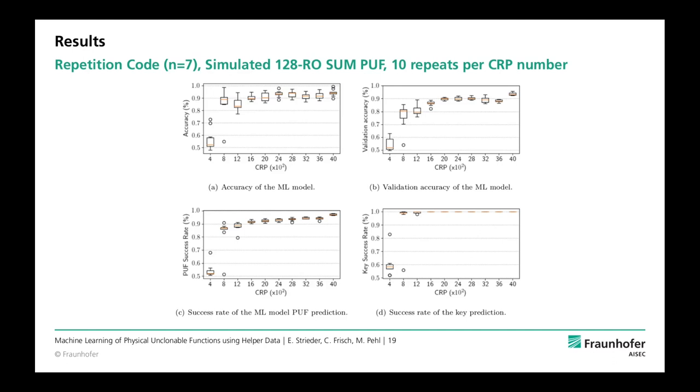On the bottom left, we see the success rate after using the trained machine learning model to decode all challenges. On the bottom right, we see the success rate after having corrected the noisy response string of our machine learning model with the fuzzy commitment scheme. When comparing the top right and the bottom left plot, we can clearly see that the validation accuracy is a good indicator of the success of our attack. Additionally, if we compare the bottom two plots, we can see that the fuzzy commitment scheme itself is reliably correcting erroneous bits of the noisy response string of the machine learning model. With only 800 challenge response pairs, we were able to break the simulated ring oscillator sum path.